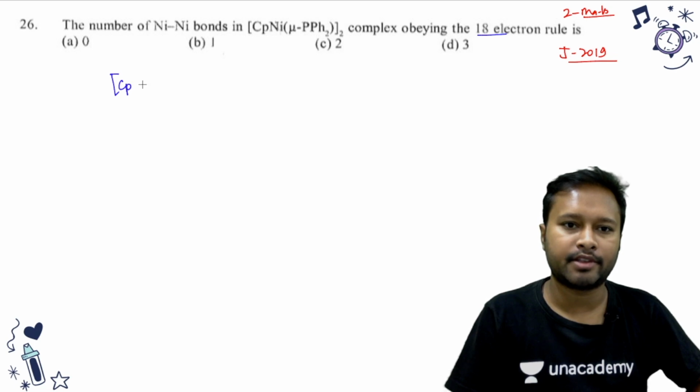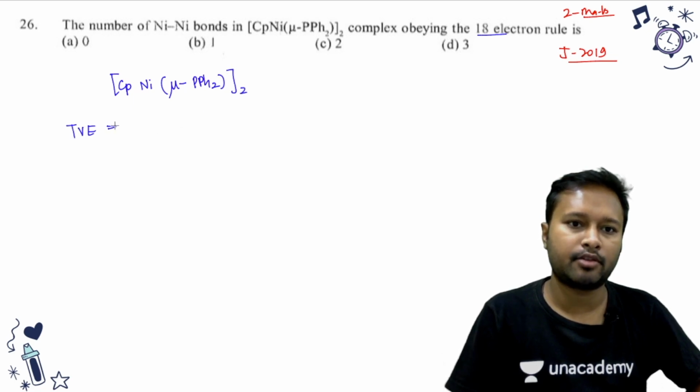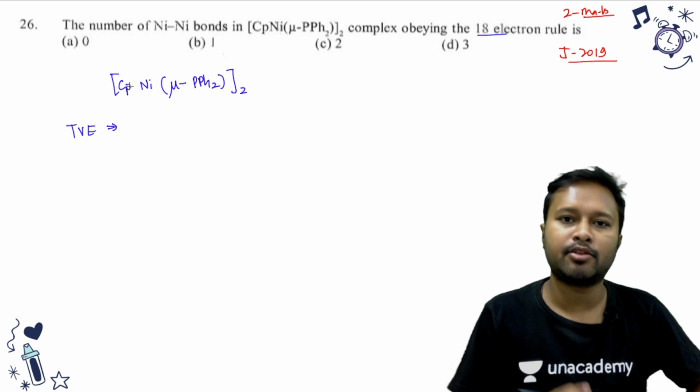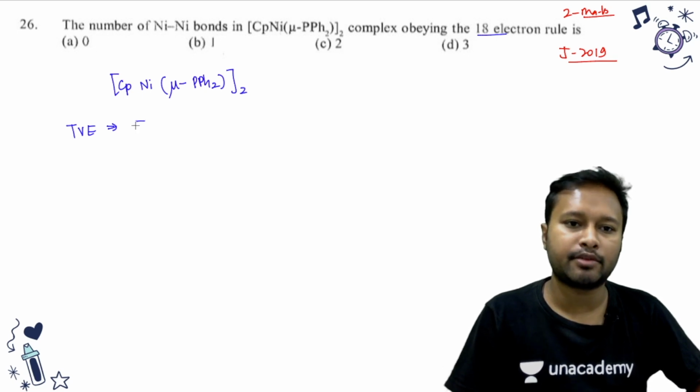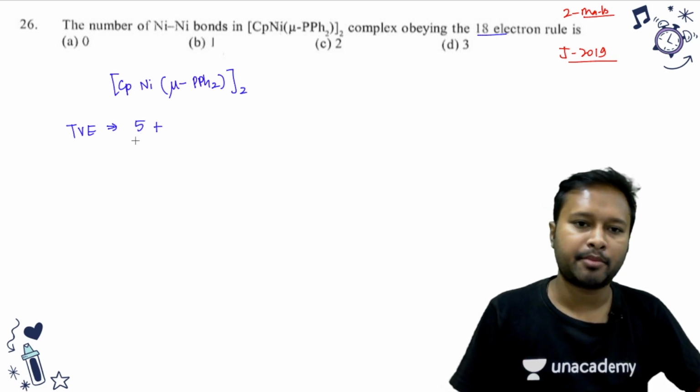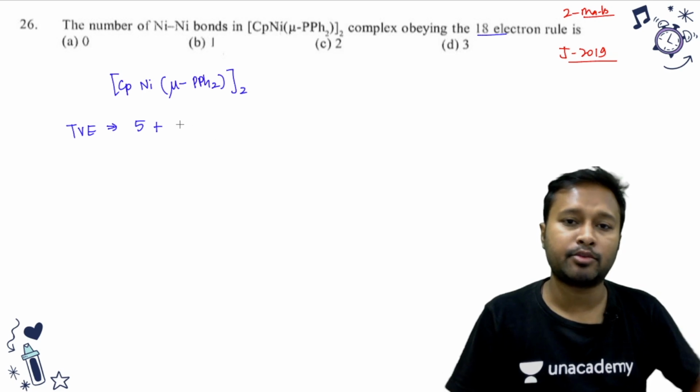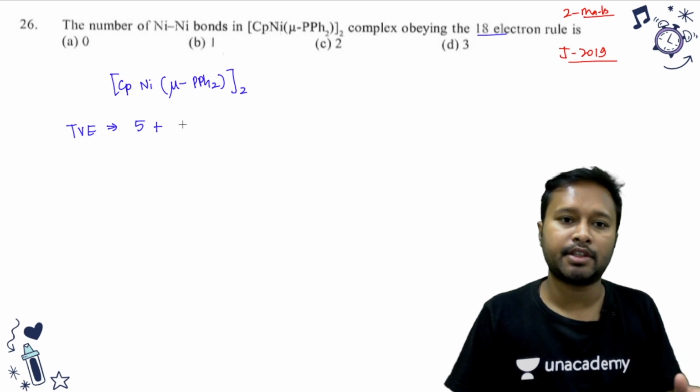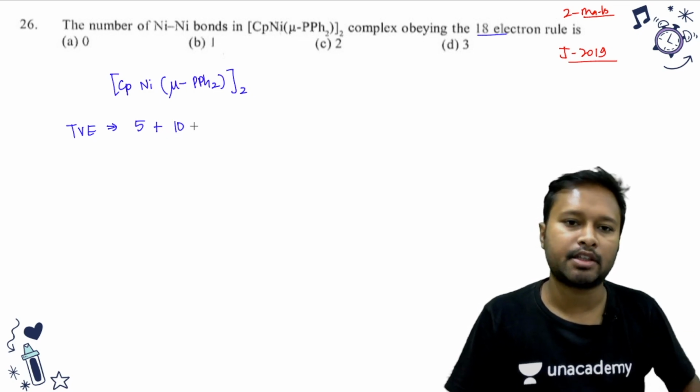The complex given to us is CpNi(μ-PPh2) whole twice. So the total valence electron count goes like this. Cp is the cyclopentadienyl ligand, which gives 5 electrons towards the metal center. Nickel is a d8 species, with 2 electrons from the s, so 8 plus 2 means it gives a total of 10 electrons in the neutral atom method.